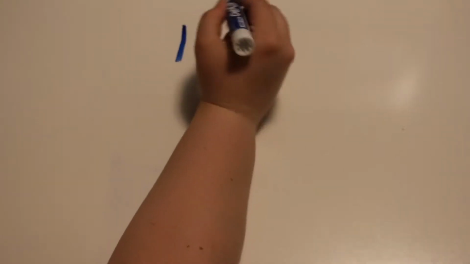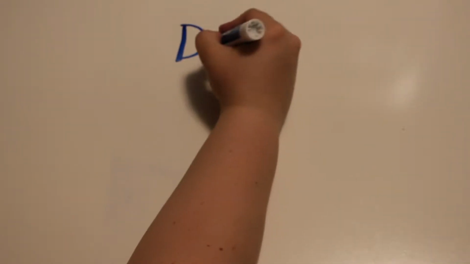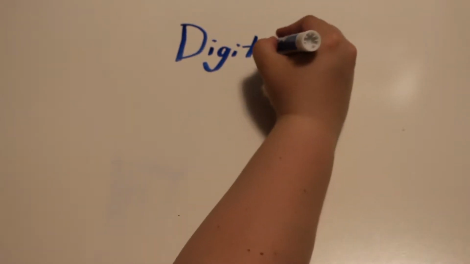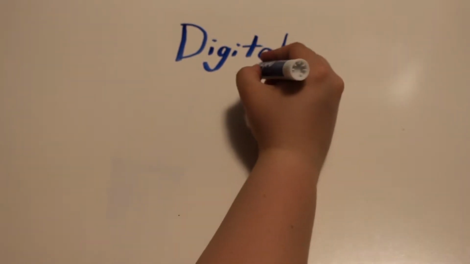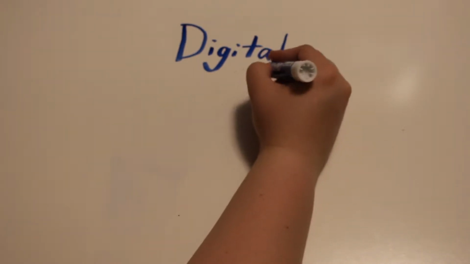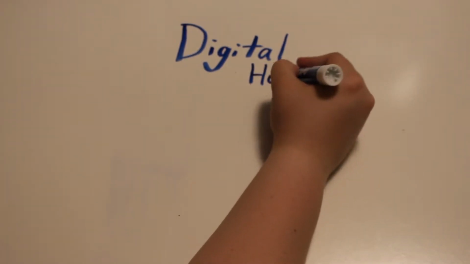Today we're going to be talking about digital humanities. And basically what digital humanities refers to is how our communication in the English language, and most languages in fact, is changing.